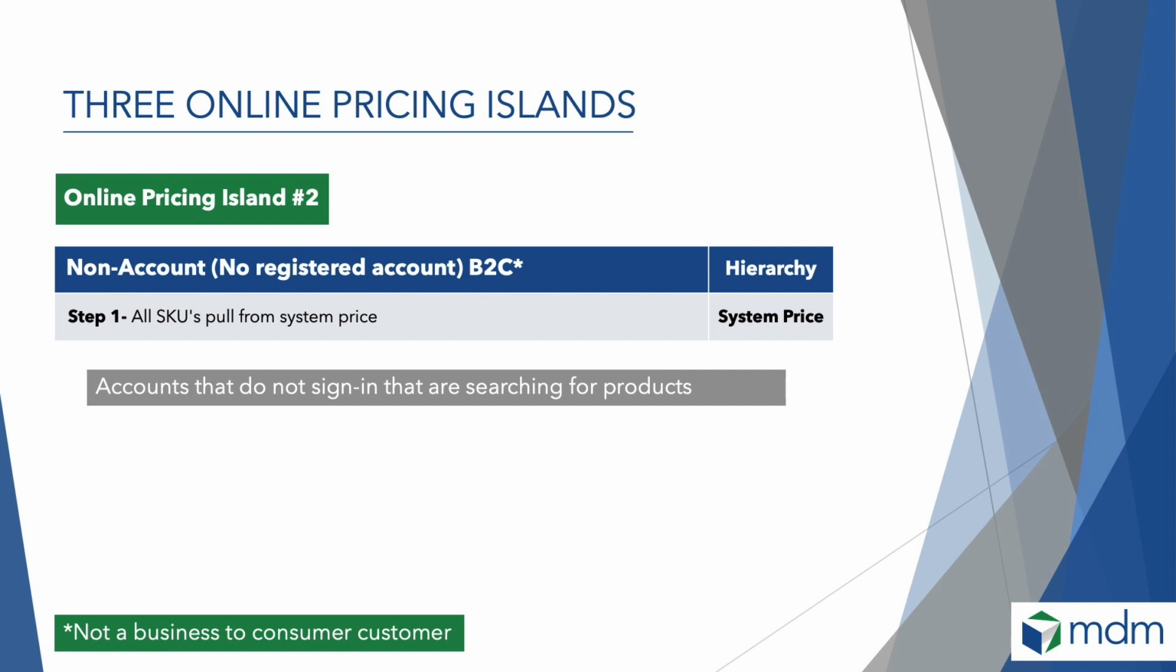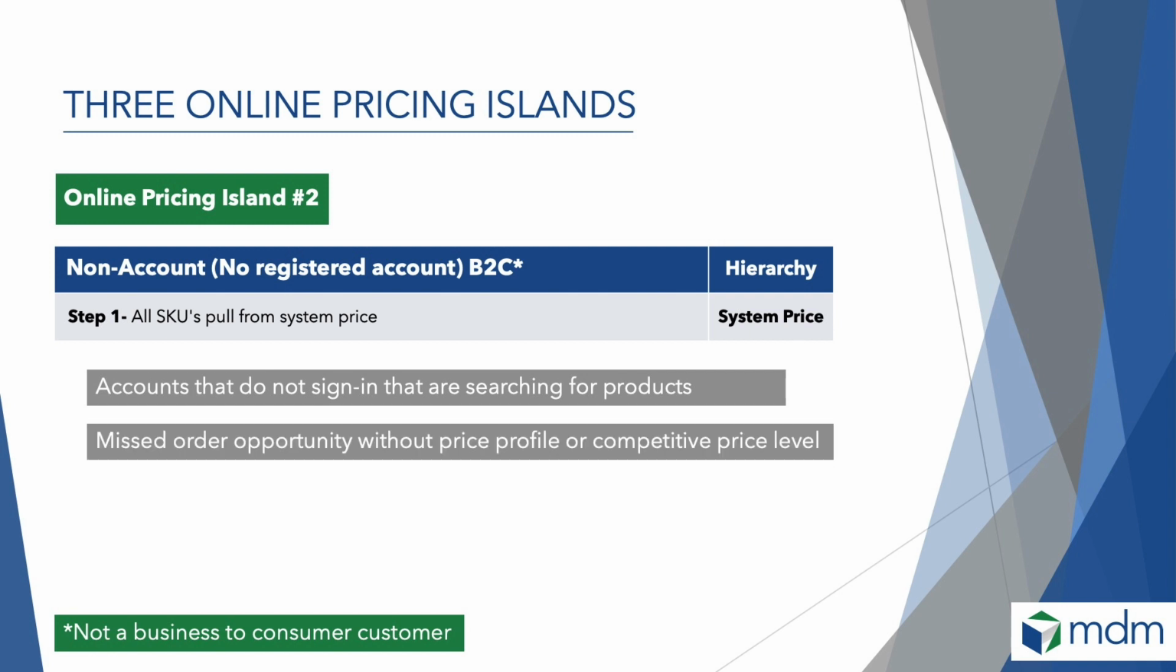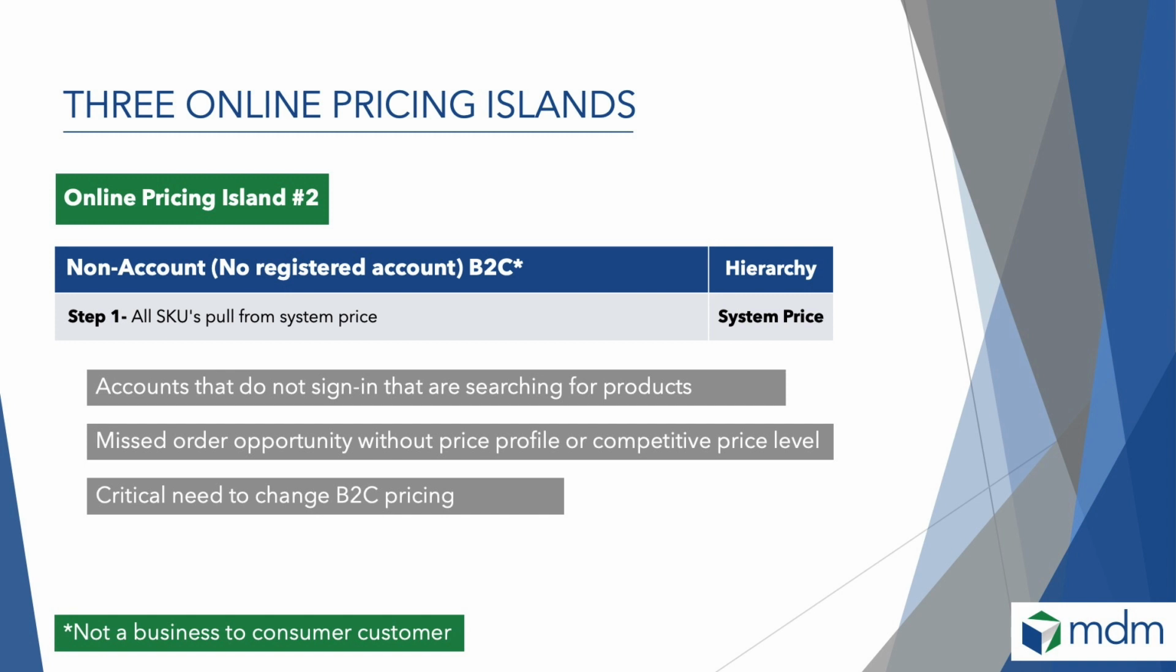I can't buy that. So the missed opportunity for many distributors here is they have a lot of traffic that comes in and searches for a SKU. It never turns into an order because they don't have a price profile. They don't have any kind of competitive price level. And what we're talking about on this call is how to really change your B2C pricing.